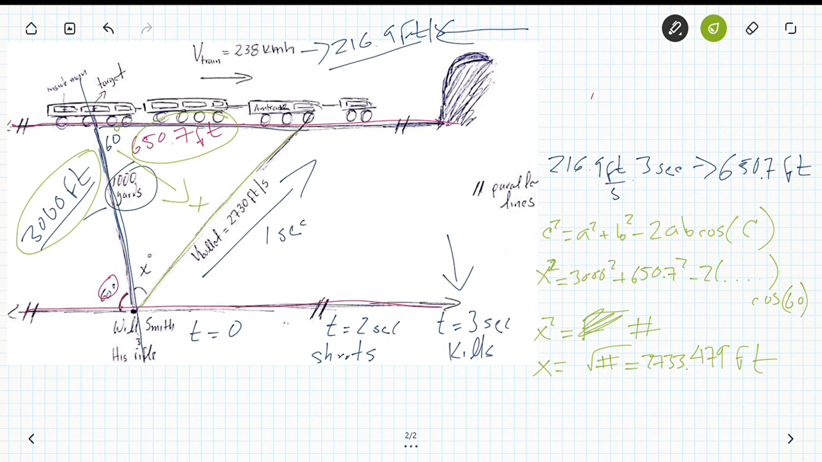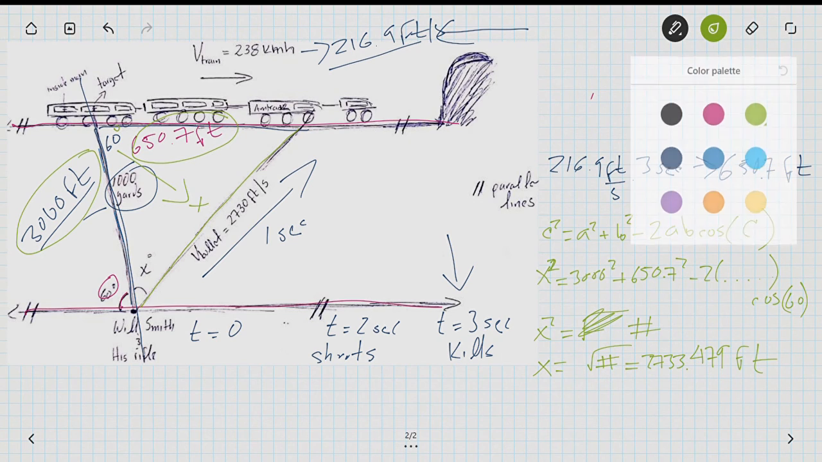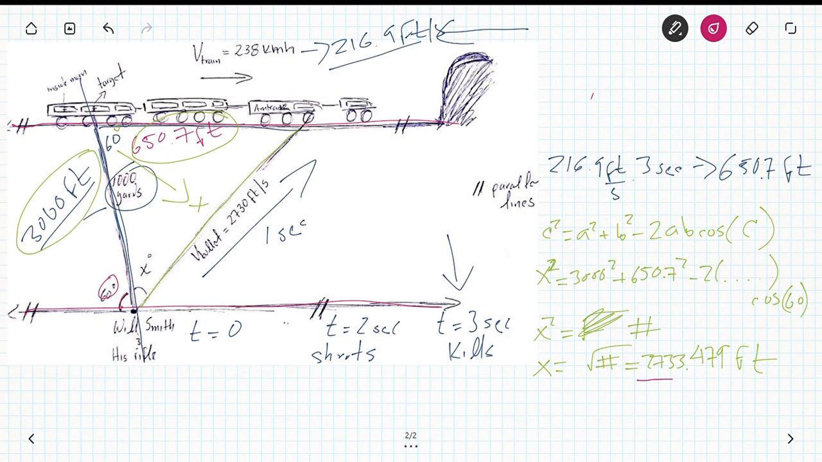Okay, so look at this. This is kind of neat. His estimation is pretty close because you have the distance to be 2,733.5 and the velocity is going to be 2,730 feet per second. So it will definitely take 1 second to reach the moving target.